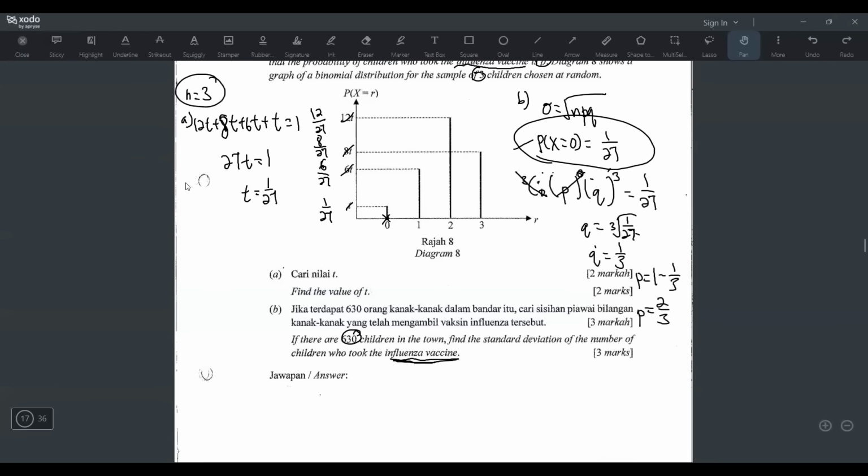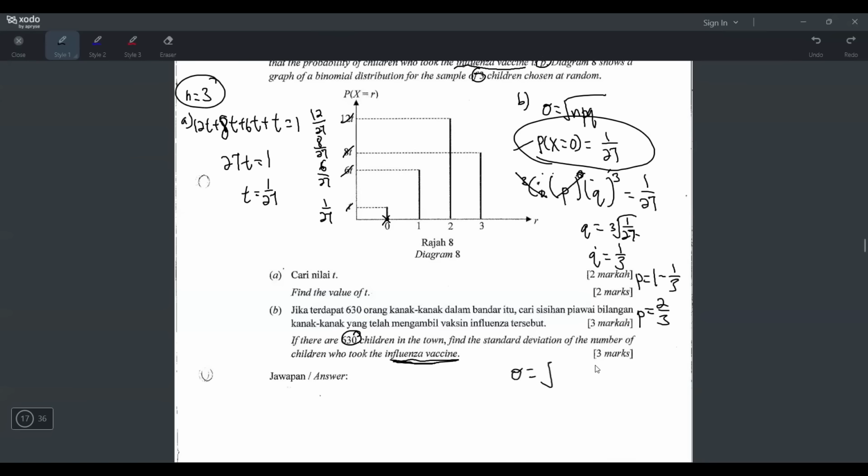Now that we have PQ, we can find the standard deviation. Standard deviation equals the square root of nPQ. But this n, you have to put in the one they gave in part B, 630, and then multiply with PQ, which is 2 over 3 times 1 over 3. We can cancel: 630 divided by 3 is 210. So you press 210 times 2 divided by 3. My calculator gives me 140, but I have to square root, right? I forgot to square root. The answer is 11.83. This is the standard deviation. Okay, done.